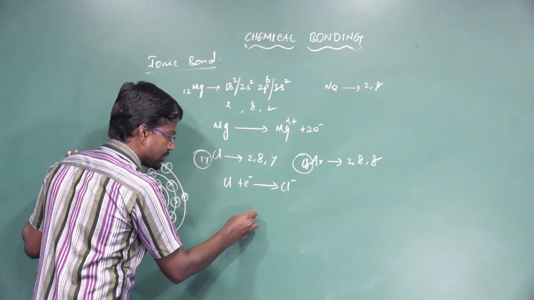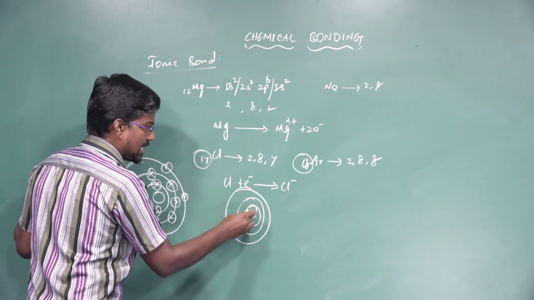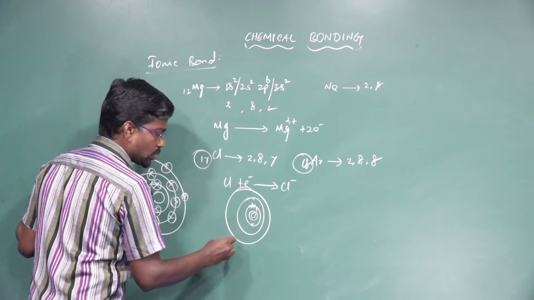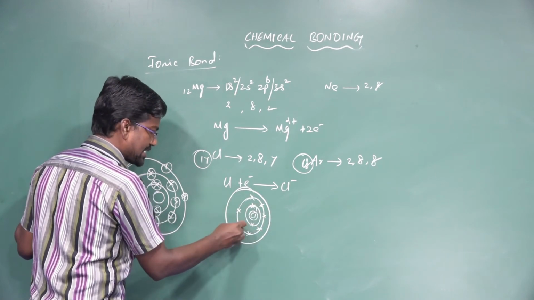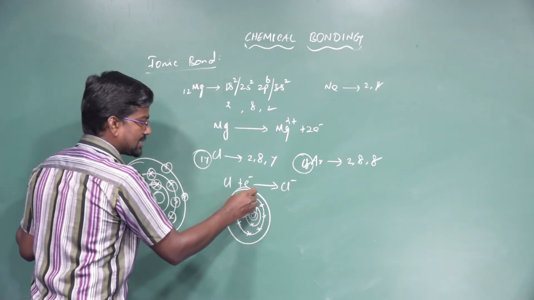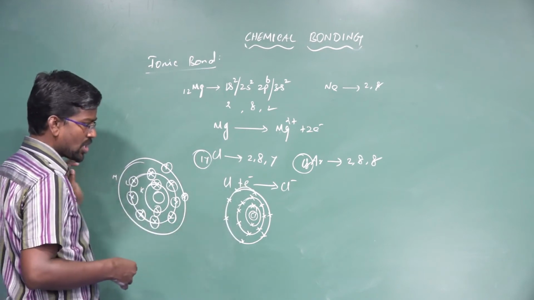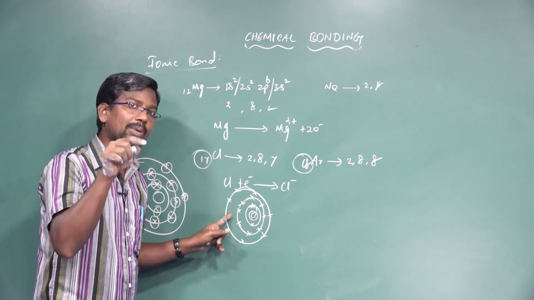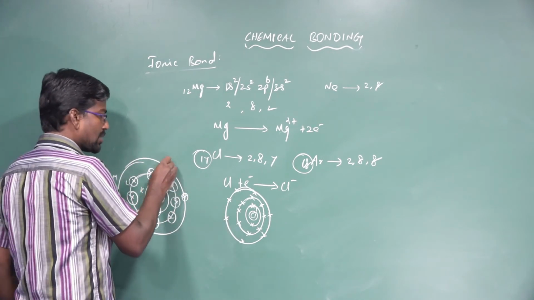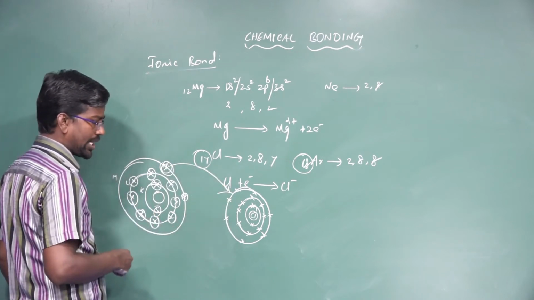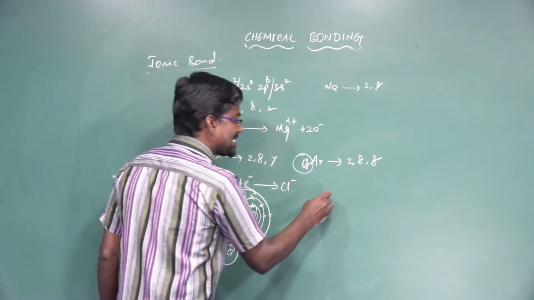Next, the chlorine atom, Cl. First the K shell, L shell, then the M shell. The K shell accommodates 2 electrons, the L shell has 8 electrons, and the M shell has 7 electrons. The chlorine atom has one vacancy, so it gains one electron from the magnesium atom. One electron is transferred to one chlorine atom, and another electron is transferred to another chlorine atom to form magnesium chloride.